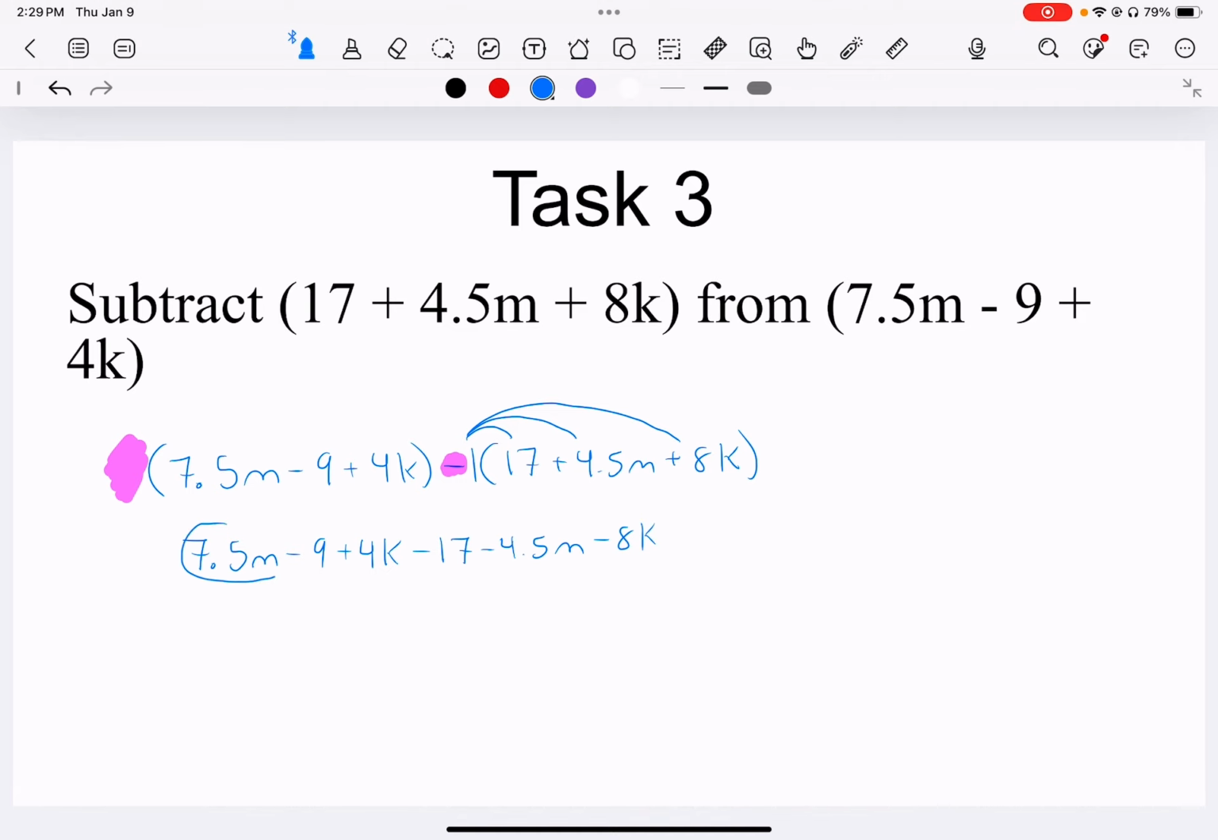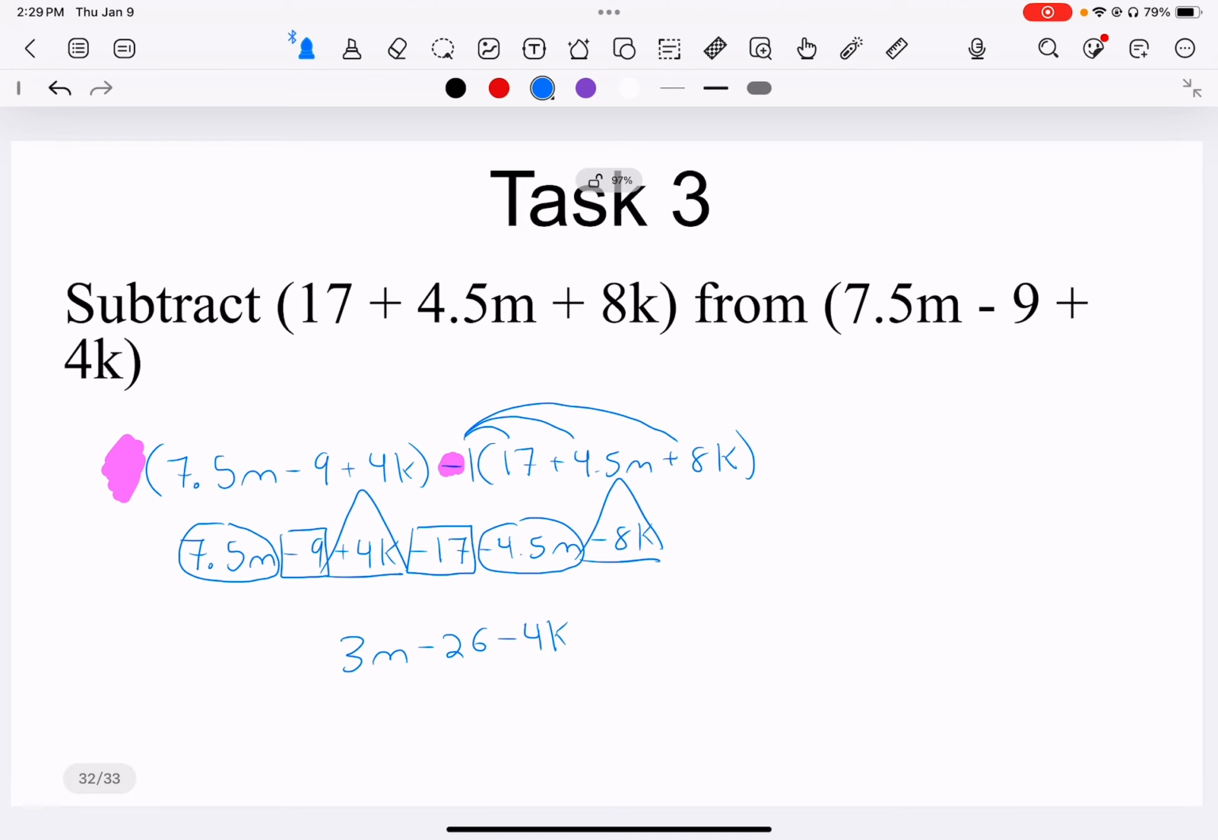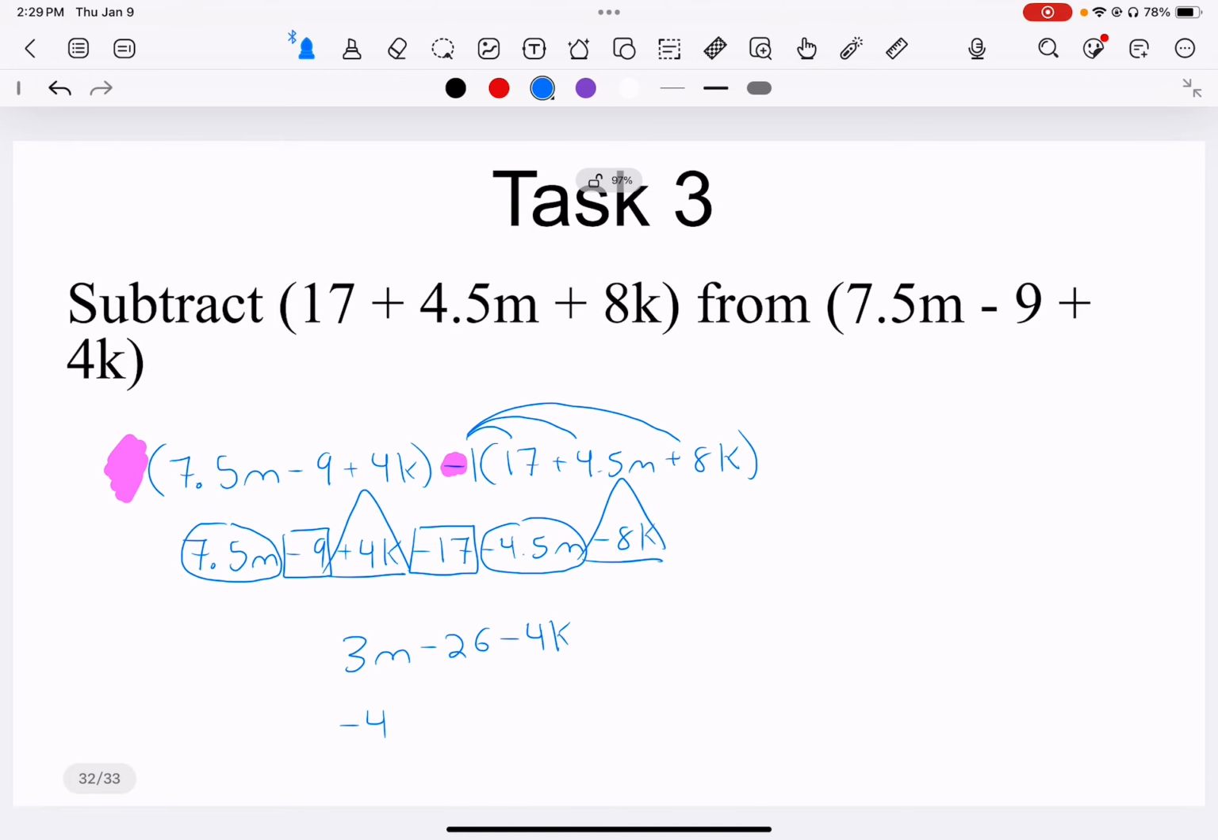Now I can combine my like terms. 7.5m and a negative 4.5m is 3m. Negative 9 and negative 17 is a negative 26. Positive 4k and a negative 8k is negative 4k. When you have multiple terms with variables, you want to write them in alphabetical order. So my answer would be negative 4k plus 3m minus 26. That would be my final simplified expression.